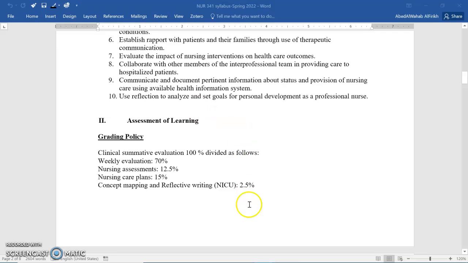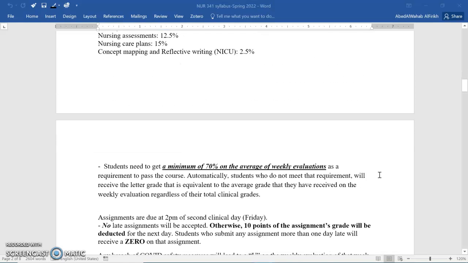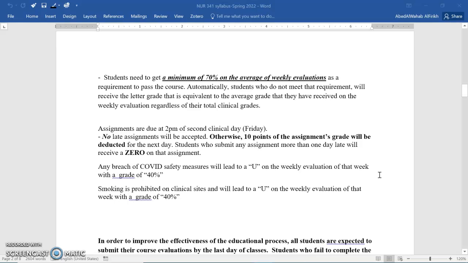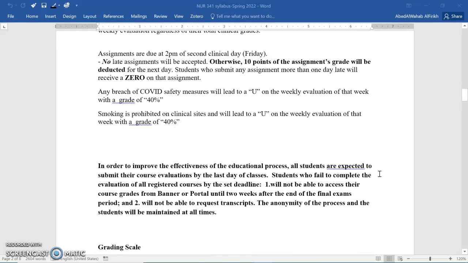You will be also writing a NICU report. Guidelines are posted on Blackboard, and you will be further oriented about the NICU report by Ms. Noura, Ms. Hanad, and Ms. Mira Abisad. A kind reminder that you need to attain a minimum of 70% on the weekly evaluations in order to pass this course.